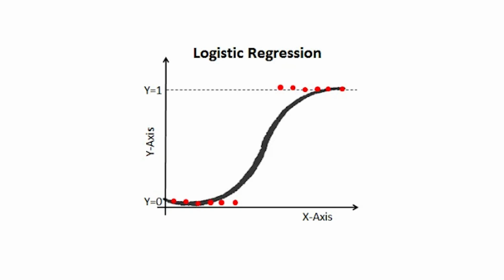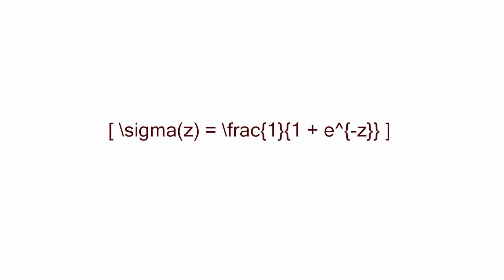The logistic function takes any real-valued number and maps it to a value between 0 and 1. The probability indicates how likely it is that an input belongs to one of two categories. Here is the formula for the logistic function, where z is a linear combination of the input features. This function allows us to interpret the output as a probability.